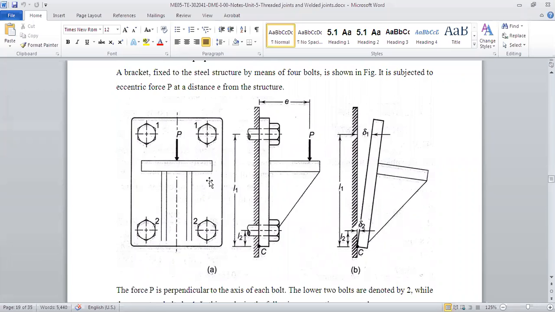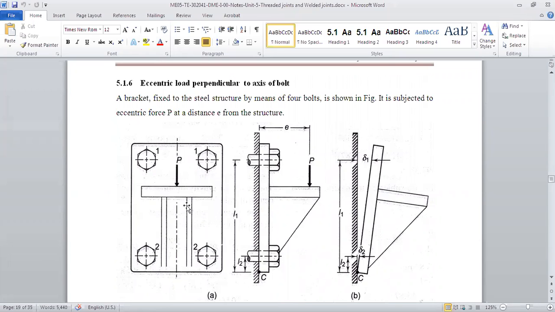But we have to combine those two using the principal stress formulas. Are you getting my point? Again, I will repeat. Now, in the scenario where the load is perpendicular to the axis of the bolt, but it is away from the plane.